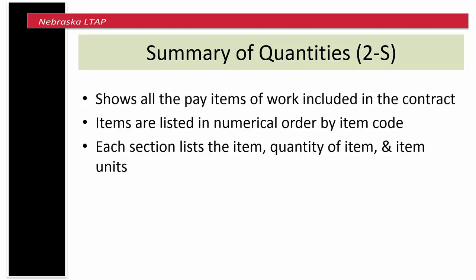Turn to sheet 2-S. This is the summary of quantities sheet. It shows all the pay items for each of the groups we discussed earlier. For each group or section, the item name, item quantity, and item unit is given.